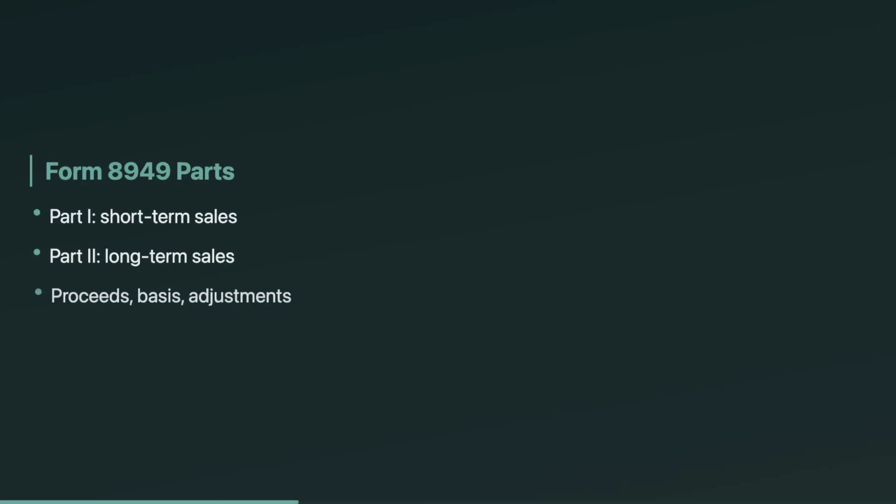Form 8949 has two parts, and the split is all about holding period. Part 1 is short-term, held 1 year or less. Part 2 is long-term, held more than 1 year. Each line is basically description, dates, proceeds, basis, then adjustments like wash sales or basis corrections. If you're given a scenario with multiple trades, this is where the exam expects you to park the line-by-line math before you summarize it.